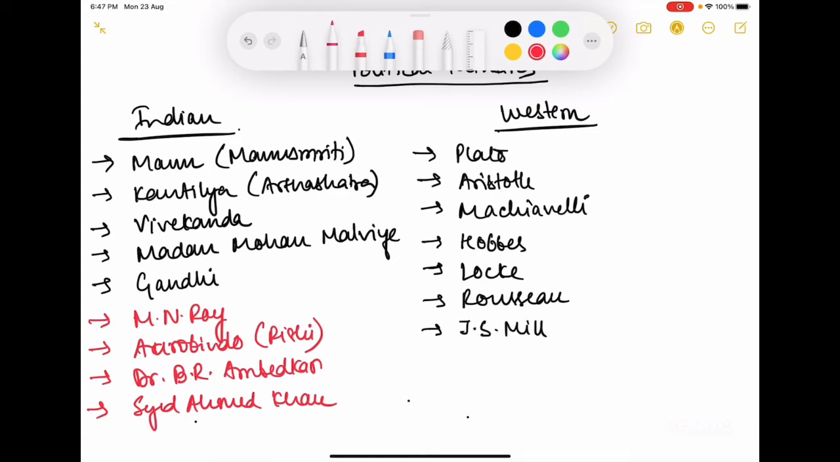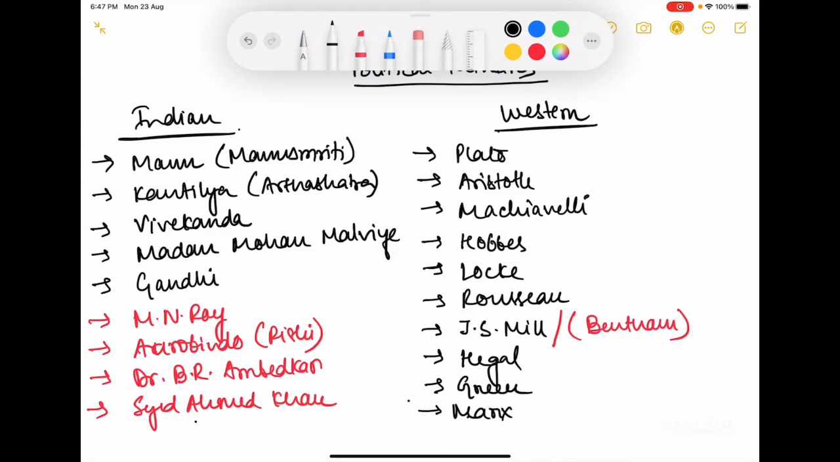I would like to add something here. Do read Bentham along with Mill. It would give a better understanding. Hegel, Green, Marx, and UPSC adds one more name, which is Gramsci. All right.